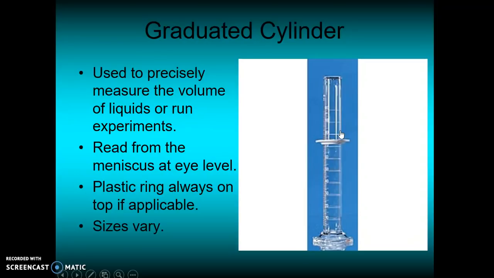On some of the graduated cylinders, you will see a plastic ring. This plastic ring is used as an indicator of how much liquid you want to measure. You just put the plastic ring on the graduated cylinder and pour the liquid inside until you reach that level. Again, it comes in various sizes.